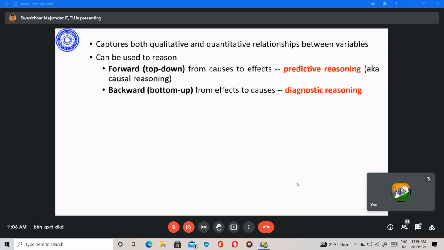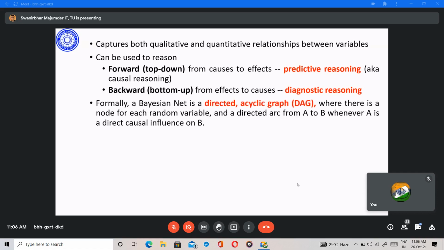Diagnostic means from your symptoms I want to find out what has happened, whereas in the first one this has happened, so due to this, because you are drinking too much alcohol, you can have liver cirrhosis. That is the forward effect, and I am predicting, arre ye to zyada pee raha hai to iska liver cirrhosis hoga. And backward is, iska liver cirrhosis hua hai to pakka hai ki ye peeta hai. Getting clear? So one is diagnostic reasoning, one is predictive reasoning. Two types of reasoning are there.